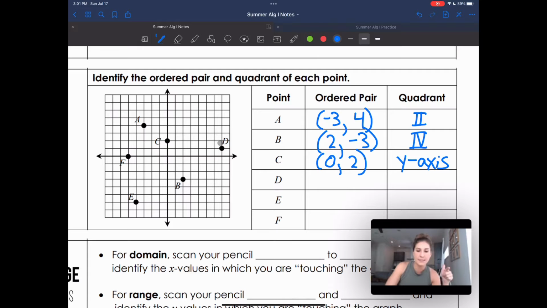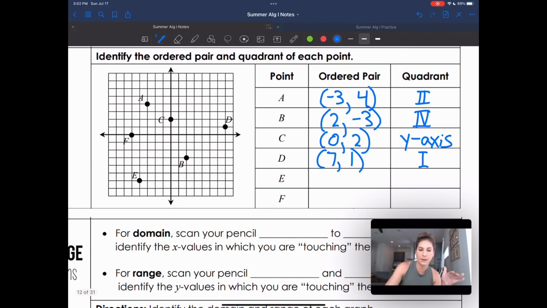All right, point D. That one is obviously up here in quadrant 1. Let's label that. And that would be the coordinate starting from the origin. We go in the positive x direction. So 1, 2, 3, 4, 5, 6, 7. So positive 7, and then up 1. So we are the coordinate 7, 1.